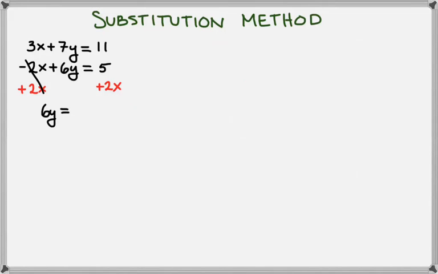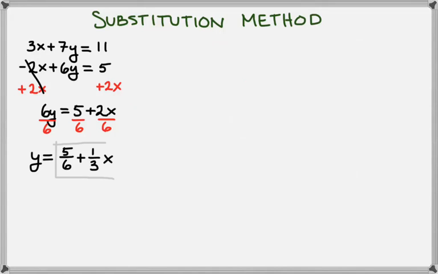And on the right, we have 5 plus 2x. Now we want to get y by itself, and so we'll divide by 6 on both sides. On the right-hand side, that means we need to divide each piece by 6. So we have 5/6 plus 2x over 6. So on the left-hand side, that leaves us with y, and on the right, we have 5/6 plus 2/6, which is 1/3 x.